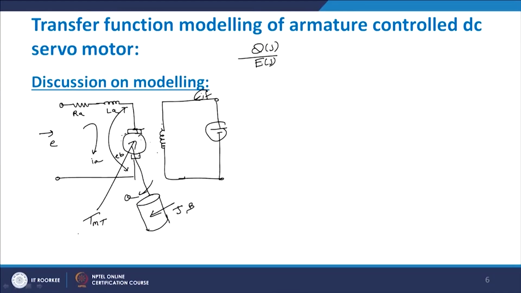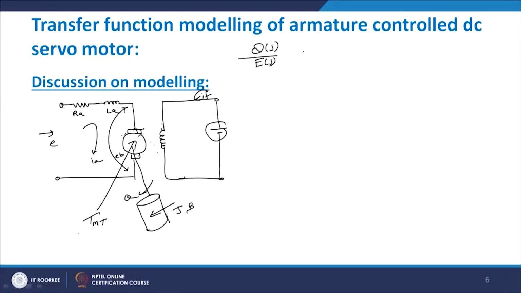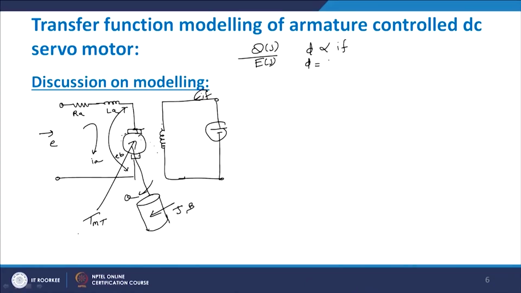Now we start deriving this. What is the first step? The first step: because of this field current, the flux is produced. And if you consider the linear range of the magnetization curve, we write the expression as the flux is proportional to the field current. Here we assume the linear range of magnetization curve. Therefore, you write this expression as phi equal to K1 times the field current, where the proportionality is replaced by K1.